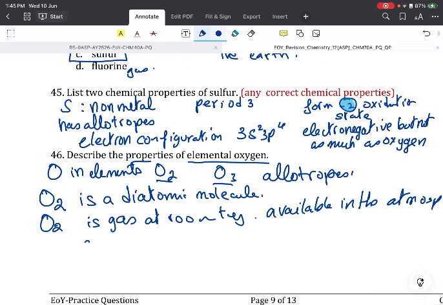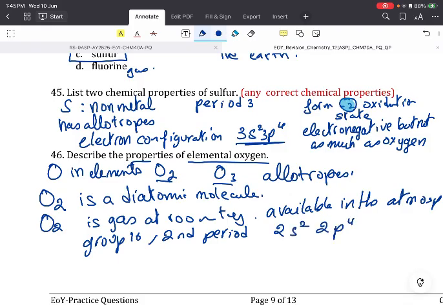If I look at the periodic table, it belongs to group 16 and it is in the second period. As for the configuration, as I said, it's just like sulfur, but instead of the third period, it's in the second period. So the configuration will end in 2s2 and 2p4. It's a gas at room temperature. It's colorless, odorless, and we need it to breathe.